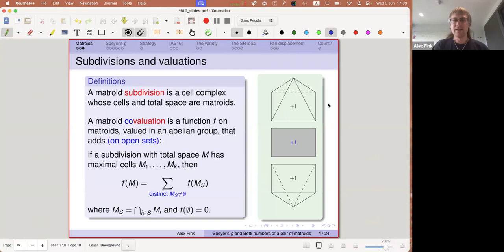So I can rewrite the summation that way. And I'll call such a function a matroid co-valuation. So that's just a matroid valuation with the signs made all positive. F of the whole octahedron is f of the top square pyramid plus f of the bottom square pyramid plus f of the square.